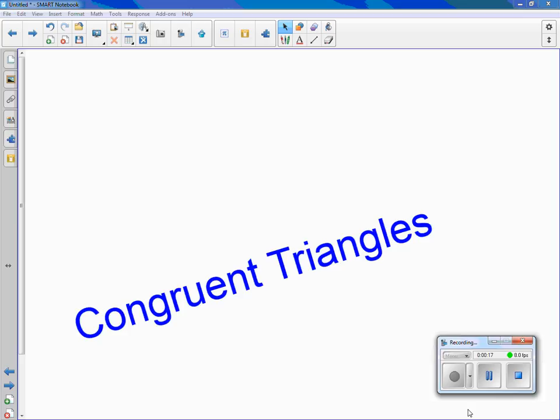So, we are starting congruent triangles. You will learn how to prove triangles are congruent by five ways or postulates. Now, I gave you the notes for this, so you're going to need to copy and follow along from the notes. You will need to draw some pictures in there as well. And then from there, you will staple this into your notebook, okay?